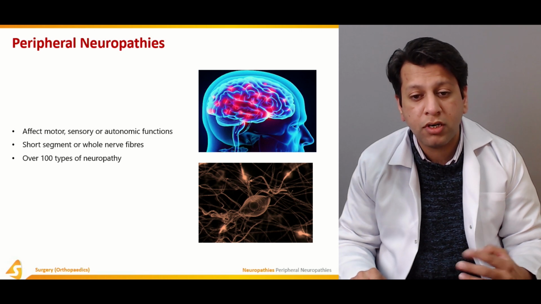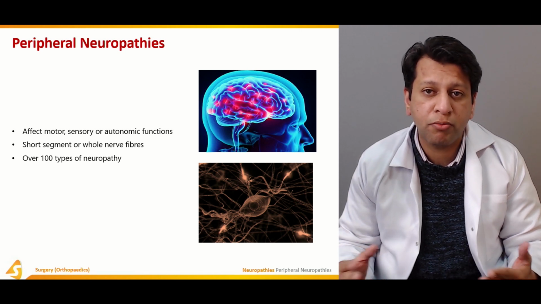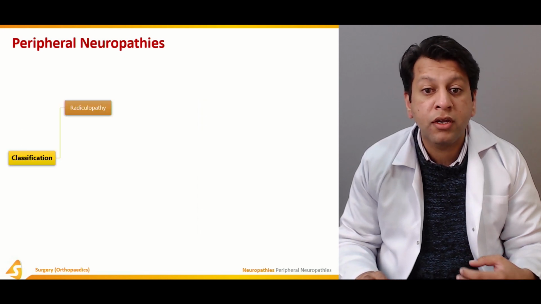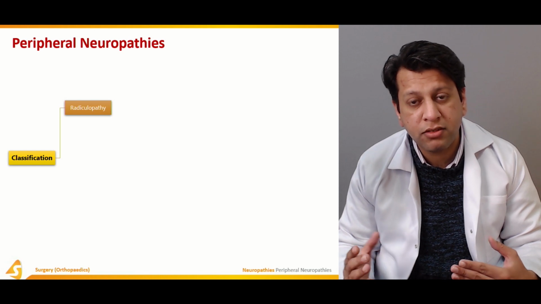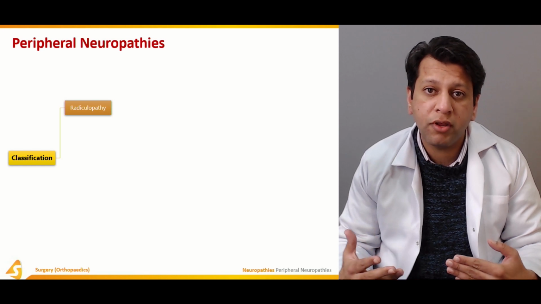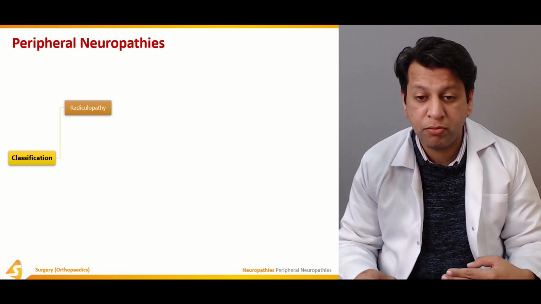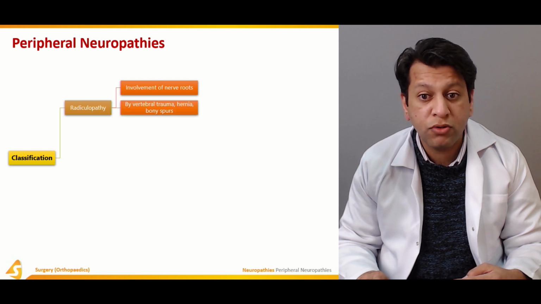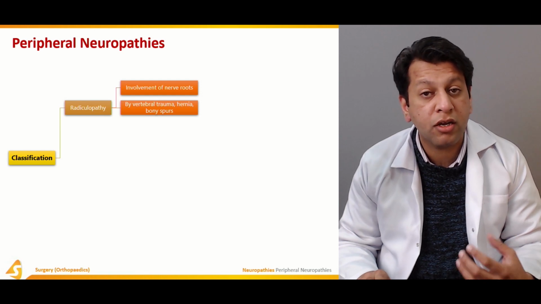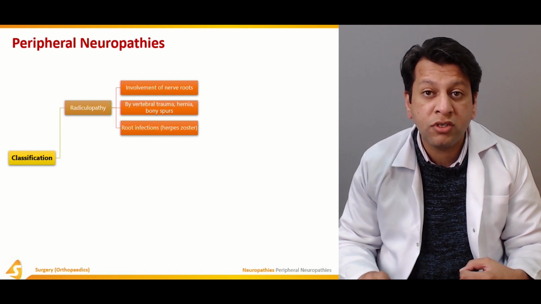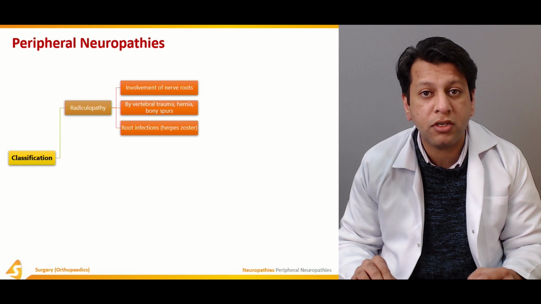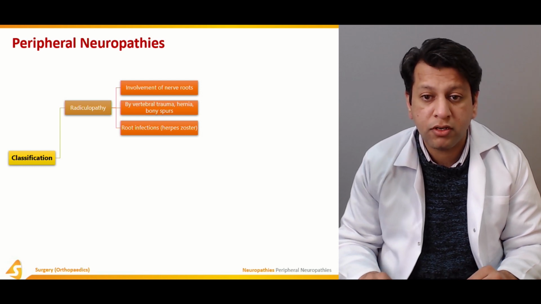There are actually 100 different types of neuropathies, but to briefly classify them into different groups, we usually classify them in such a way that it's called radiculopathy. That is, if the nerve roots which are coming out of the spine are affected, that is called radiculopathy, which involves usually the nerve roots. Usually it may be caused by vertebral trauma, hernia, or bony spurs. Usually root infection, especially herpes zoster infection, affects this area, especially the posterior root ganglion of the nerve fibers.